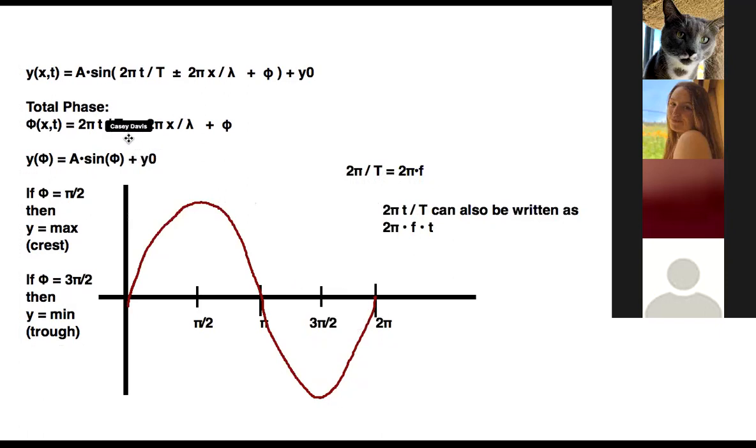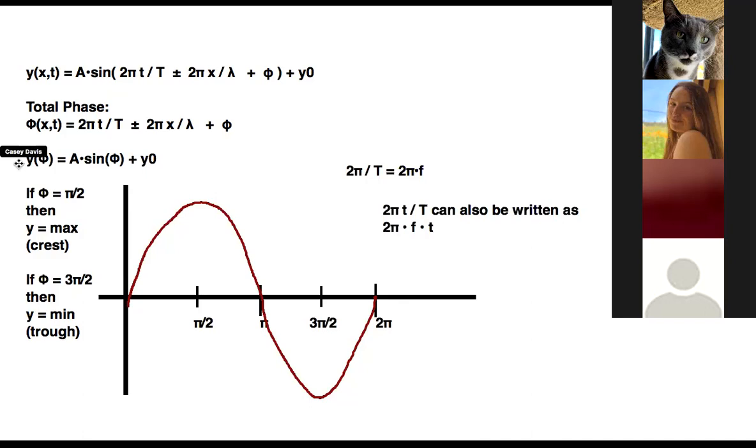For example, there are going to be many combinations of a position and a time where total phase equals pi over 2. Those all represent a specific crest as it travels along the medium. So if you have time passing and position changing in a way that doesn't change the total phase, that means you're watching a single crest or a trough or whatever as it passes by along the medium.